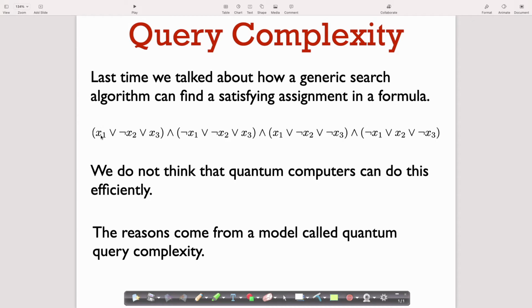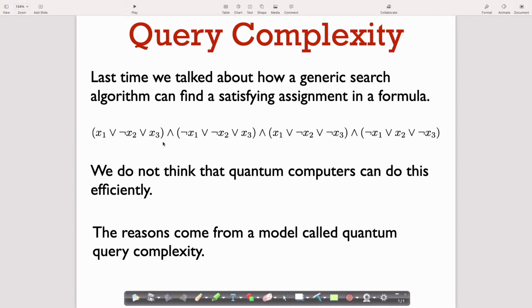So we have these clauses, which is the or of three literals, and then we look at the and of those clauses. And so this is known as the three-sat problem, the problem of finding a satisfying assignment to a formula of this form. And we don't actually think that quantum computers can solve this problem efficiently, right? This three-sat problem is an NP-complete problem, and we don't believe that there's a polynomial time algorithm to solve this problem. And part of the reason why we think that comes from this model of quantum query complexity.